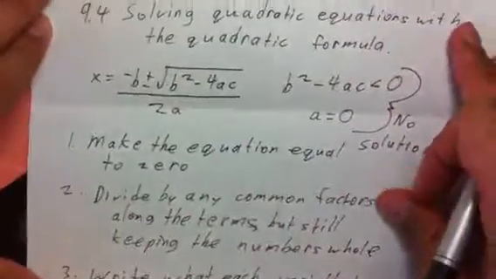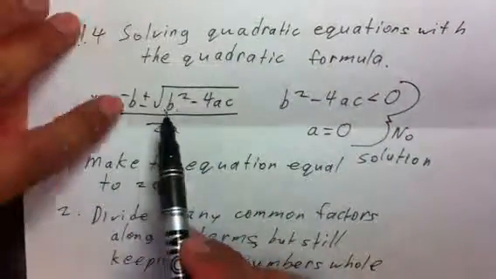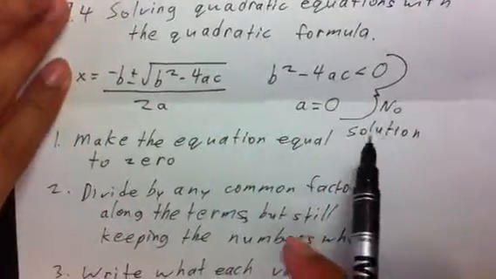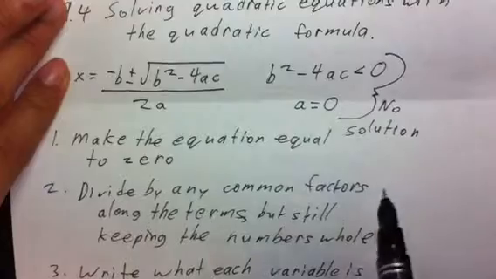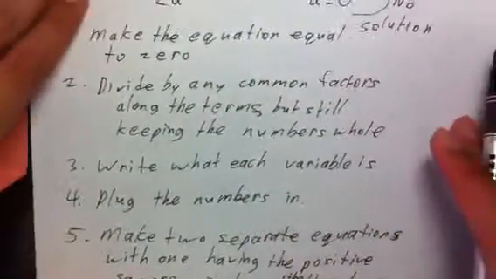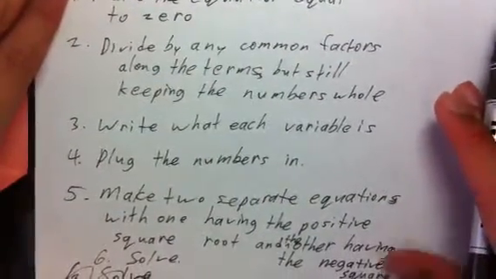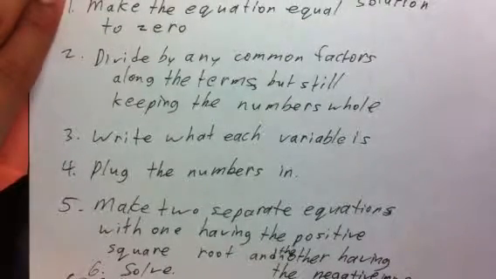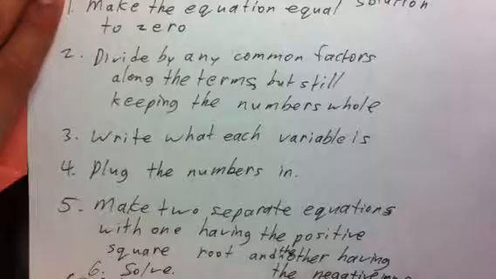To review, the quadratic formula is negative b plus or minus the square root of b squared minus 4ac over 2a. And then no solution happens if b squared minus 4ac is negative and if a is equal to 0. Also, my 6 steps, which almost fit. Okay, thank you. And if you need help, ask Mr. Schmidt.